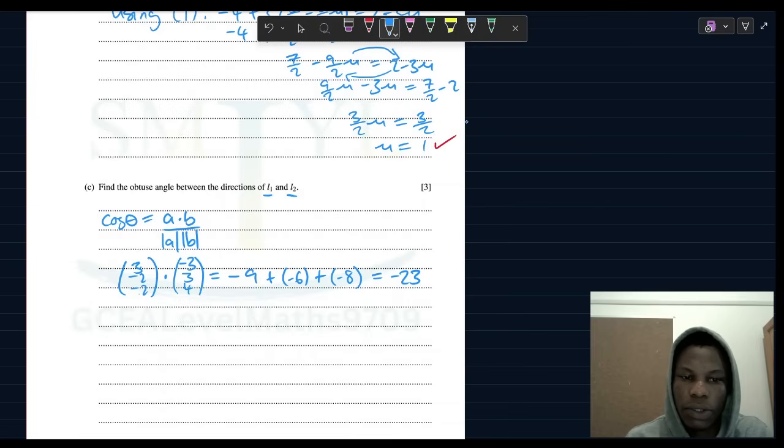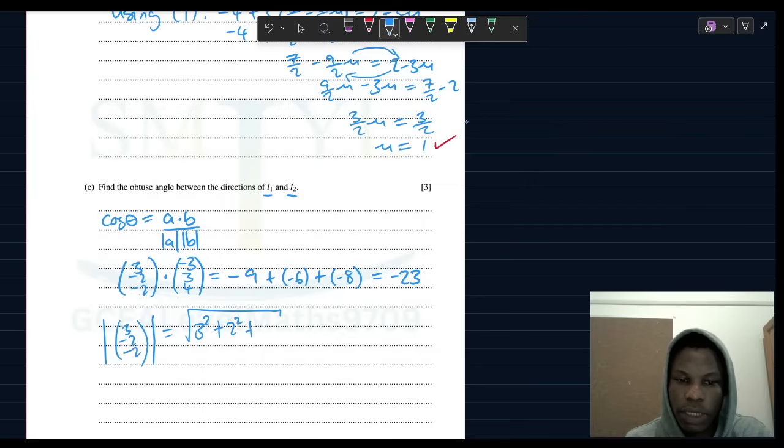And now we need to do the product of their moduli. So we need to get the modulus of 3, negative 2, negative 2. This is going to be the square root of 3 squared plus 2 squared plus 2 squared. So that's 4 plus 4, 8 plus 9, 17. So that gives us root 17.